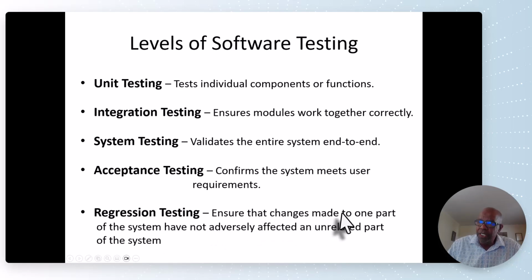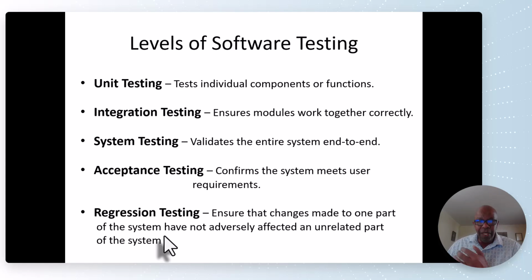It ensures that changes made to one part of the system have not adversely affected the unrelated part of the system. When we are developing systems, we'll be making changes. Someone might say, well, look, I'm making this change. There's no way it's going to affect module ABC because it never touches module ABC. Okay. But what could happen is I changed module 123, which calls module 12A, which calls module 12B, which calls modules 123B, C, and then eventually ABC.